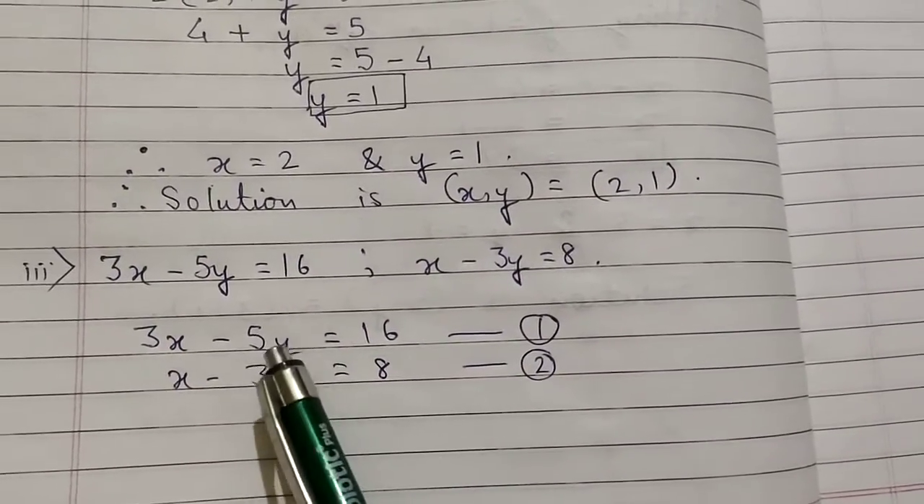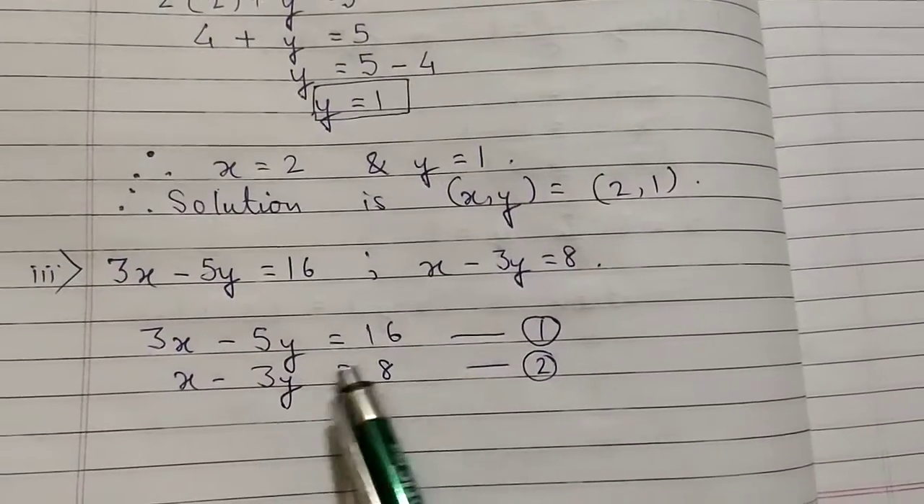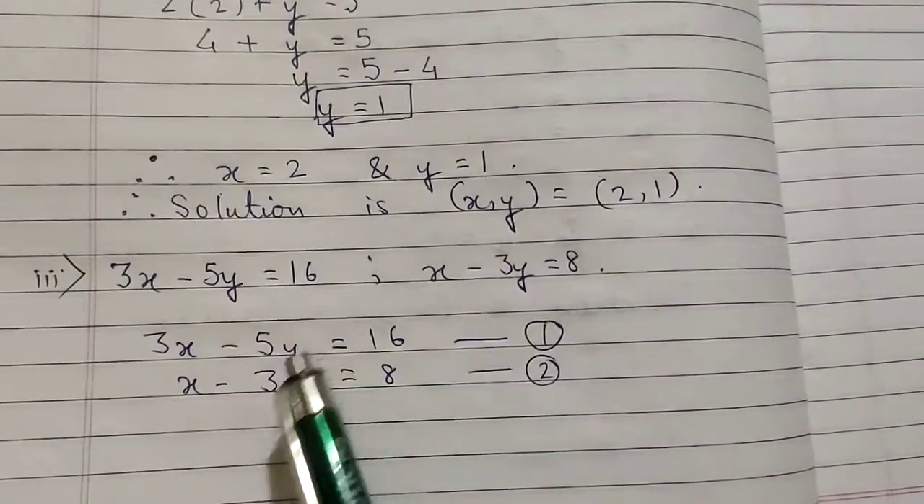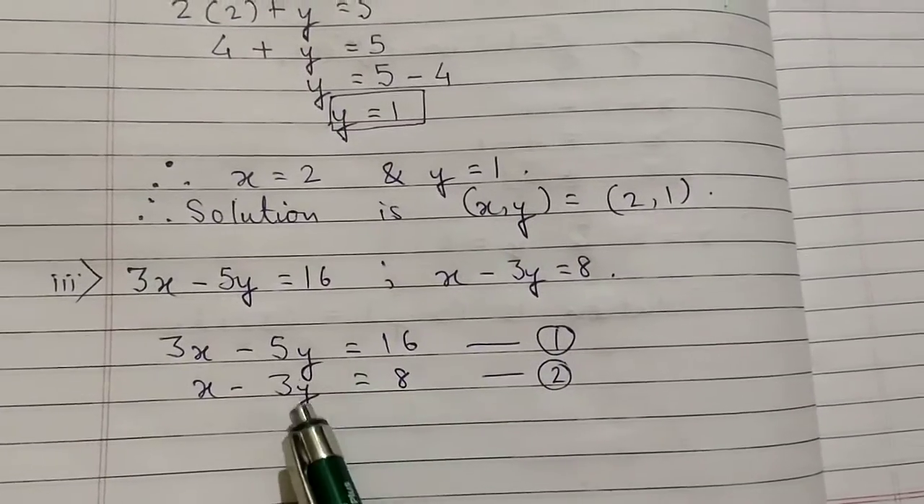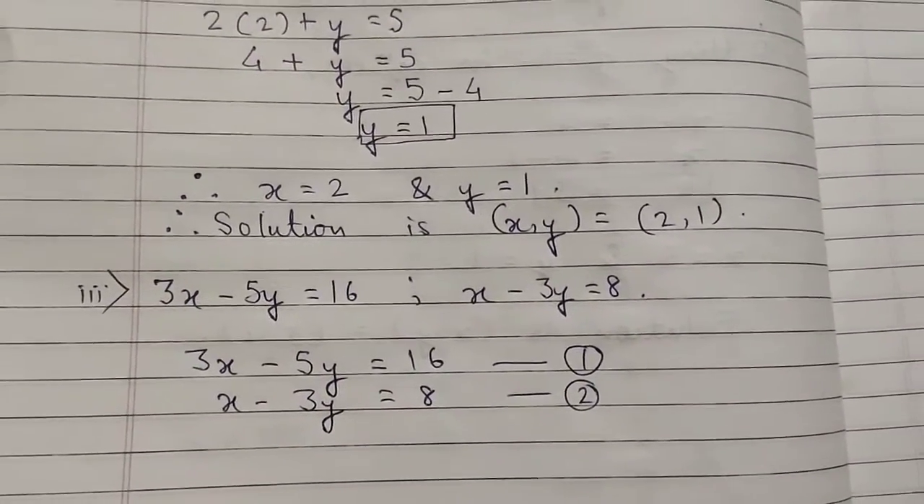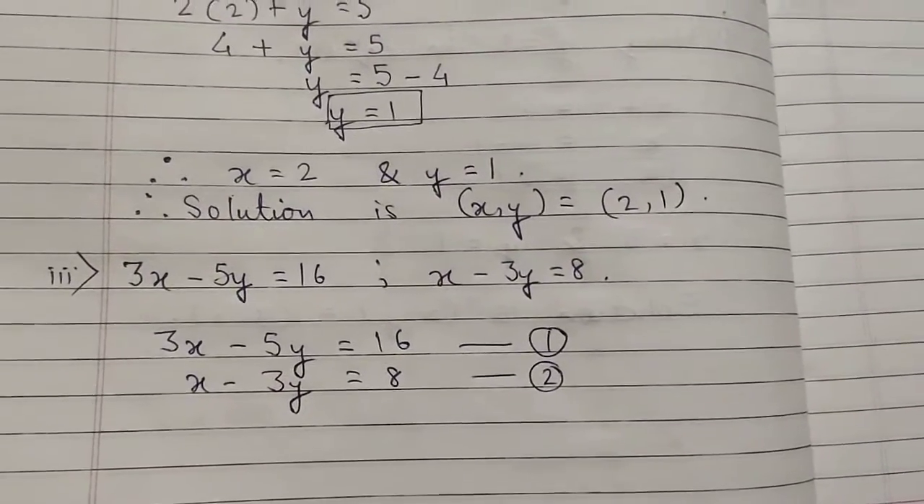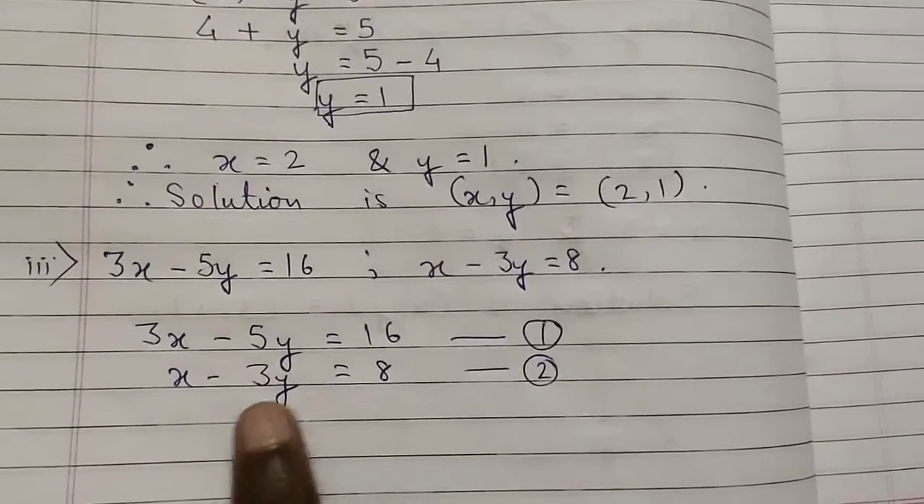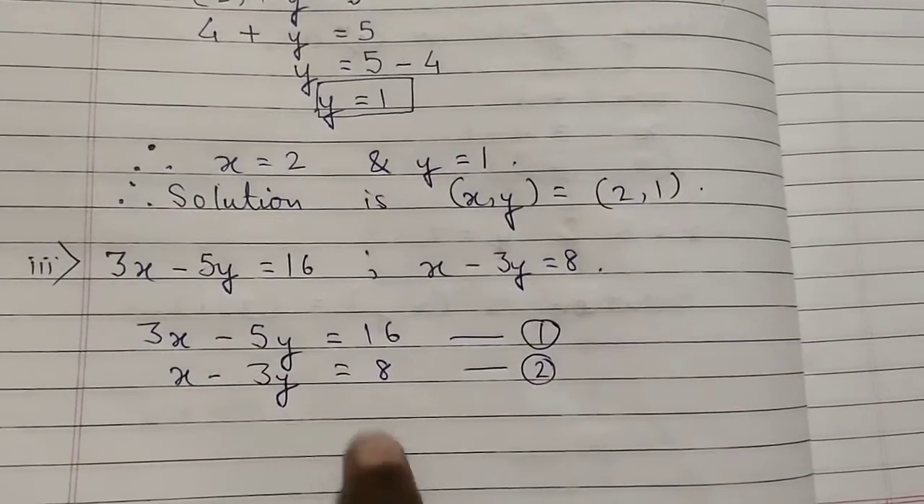So in that case you have to multiply equation 1 as well as equation 2, so then only you will get coefficient of y same, that is 15. Okay, so it is better to make coefficient of x same, so that is what we are going to do. So multiply equation number 2 by 3.